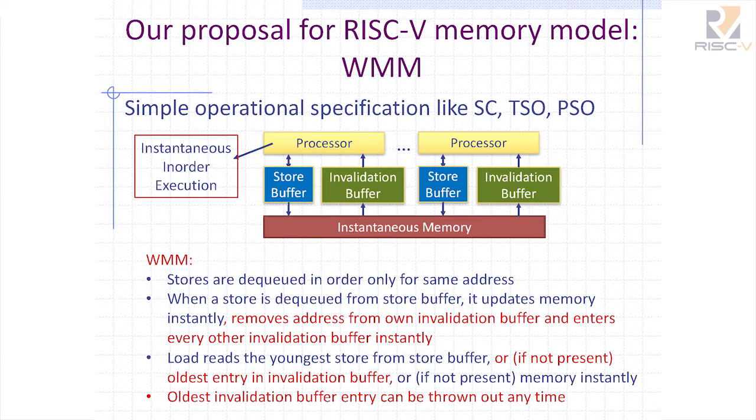And when do you clear? So a load can either read the youngest value from the store buffer, and if it's not in the store buffer, it can read the stale value from the invalidation buffer. And if it's not present in either, then it'll go to the memory and read it. And you can throw away a value from the invalidation buffer at any point. So this is basically the operational definition of WMM. There's nothing more to it.